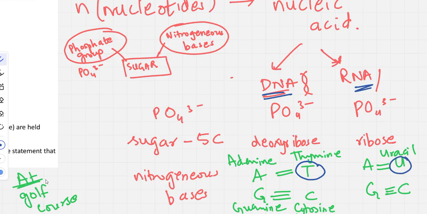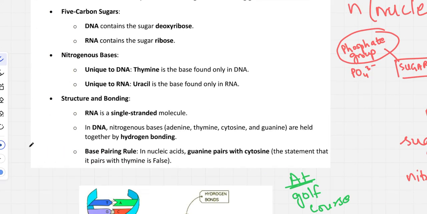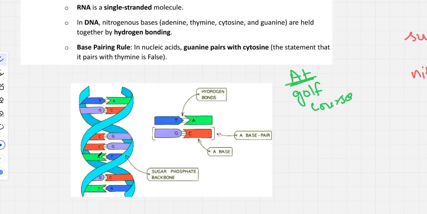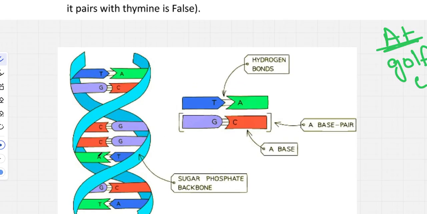Got it, everybody? Now, you see everything I just said is written over here, and over here is the pictorial representation of what is combining with what.